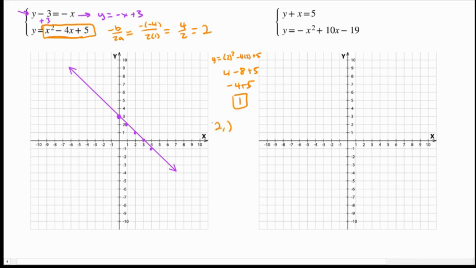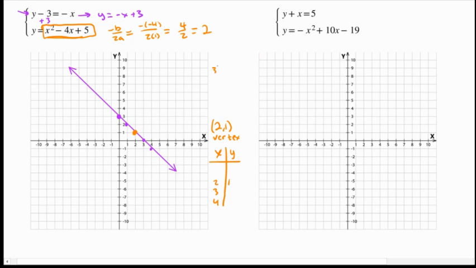So my vertex is at 2, 1. Which I see also is one of my solutions to my answer here, but I'm going to graph the rest of this parabola just to make sure if there's any other ones. So I got 2, 1. I'm going to plug in 3 and 4, and then I'm going to mirror that over to the other side because I know it's symmetrical around the vertex.